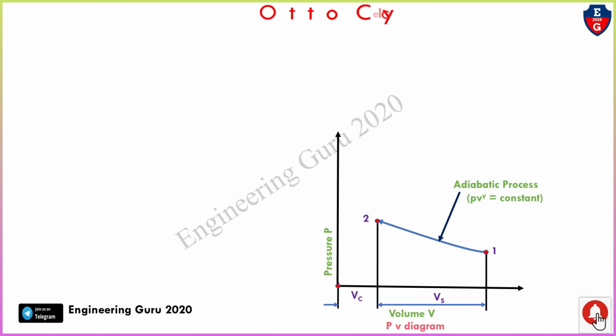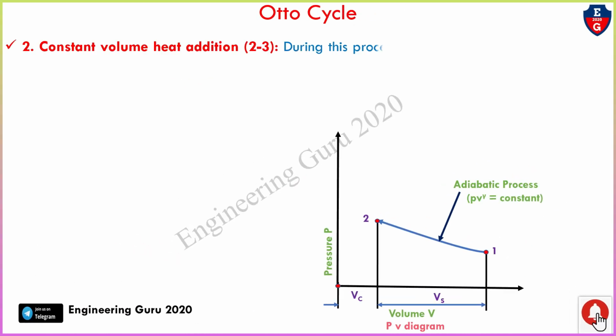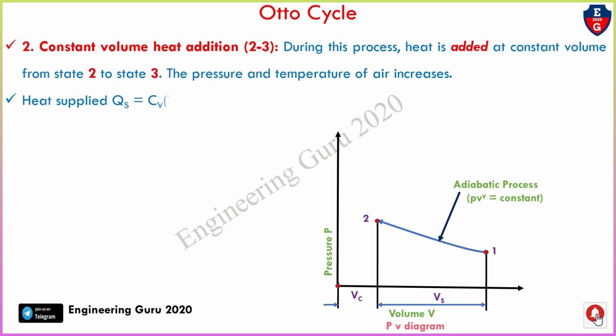Second, the constant volume heat addition, process 2-3. During this process 2-3, heat is added at constant volume from state 2 to state 3. The pressure and temperature of the air increase. Here you can see that this is point number 2 and this is point number 3.